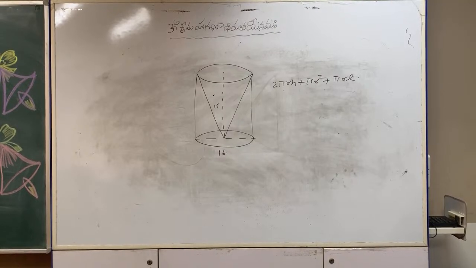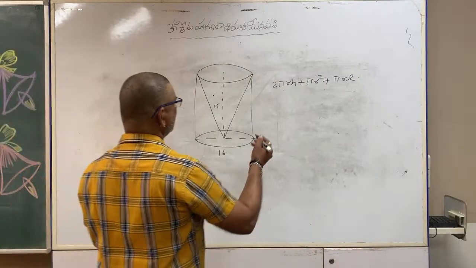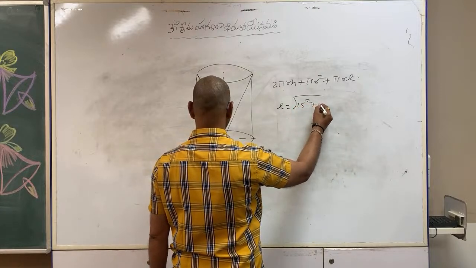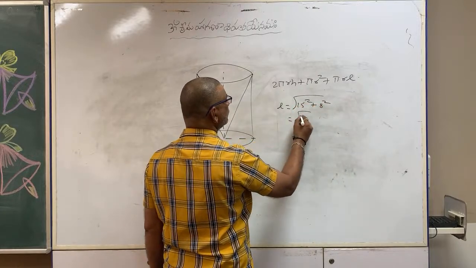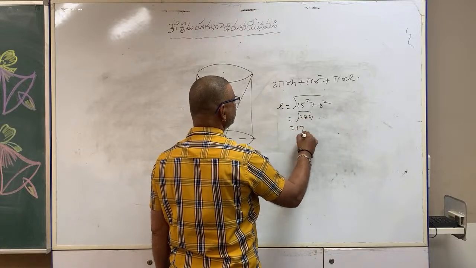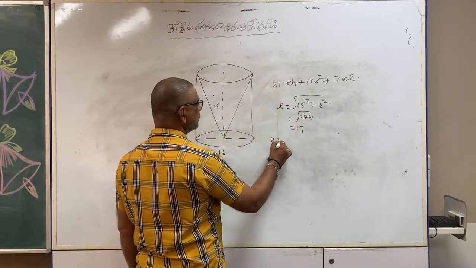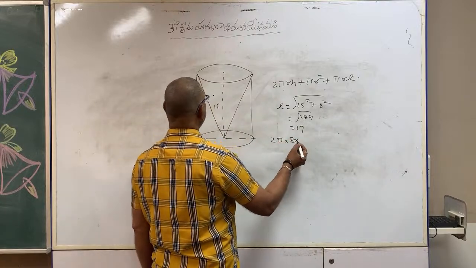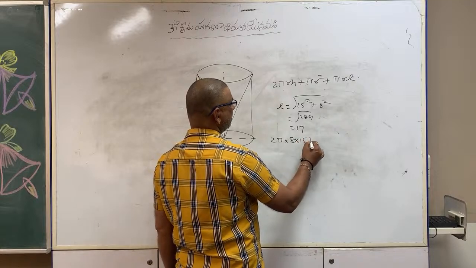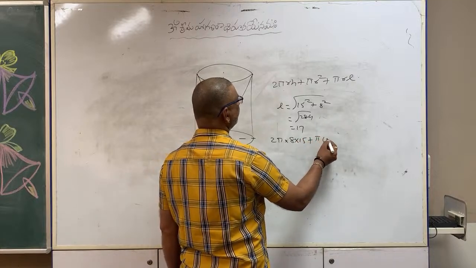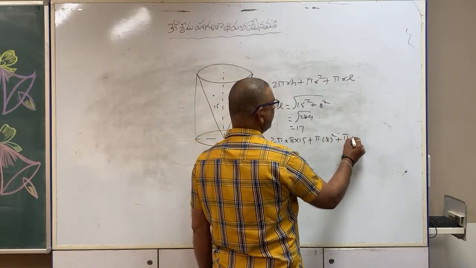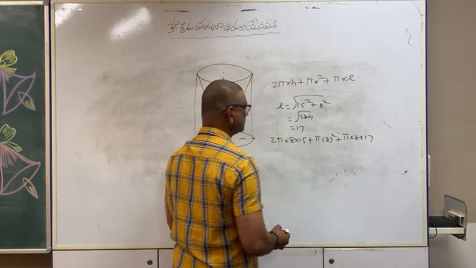Slant height is how much? 17, right? Yes, slant height is 17. L is equal to root over 15 square plus 8 square, which is root over 289, that is 17. So the total surface area is 2 pi R H, with 8 and 15, plus pi 8 square plus pi into 8 into 17.